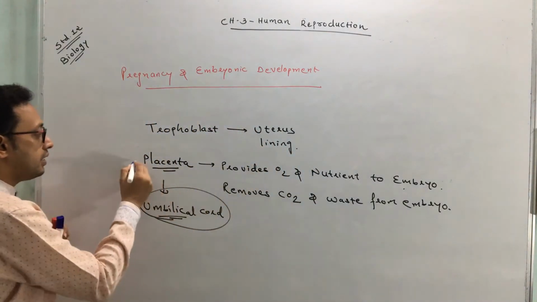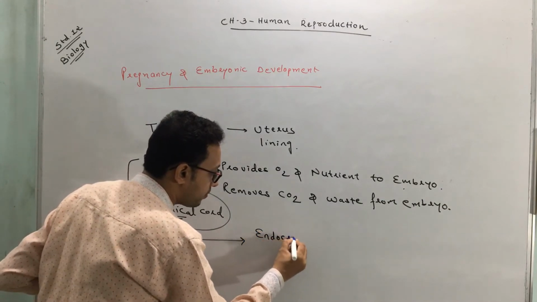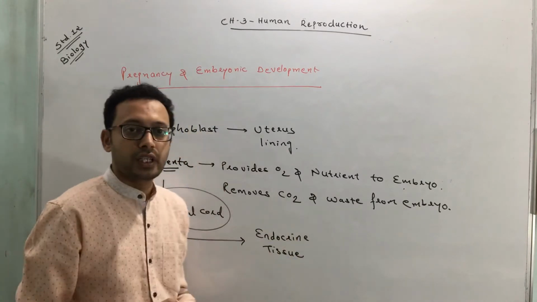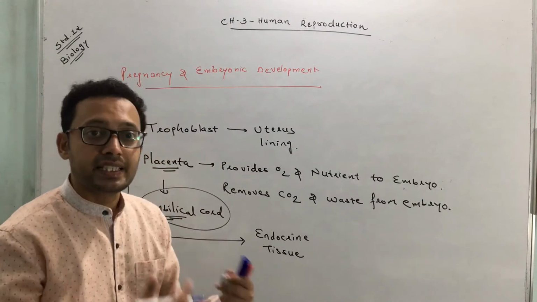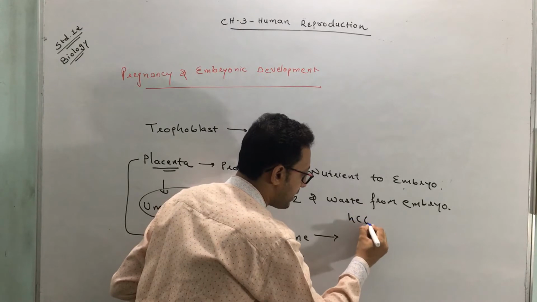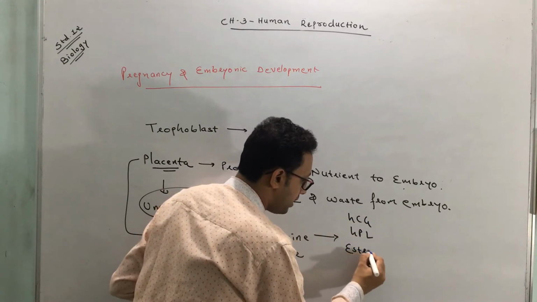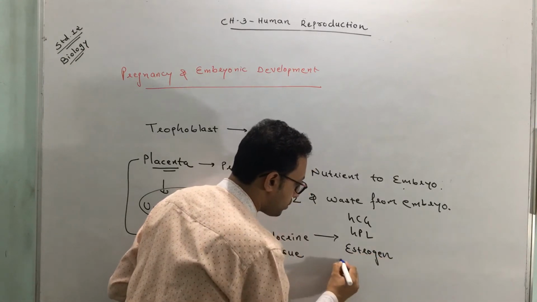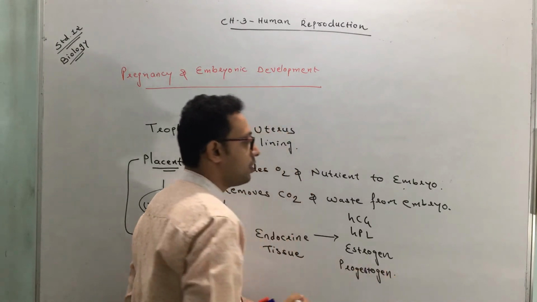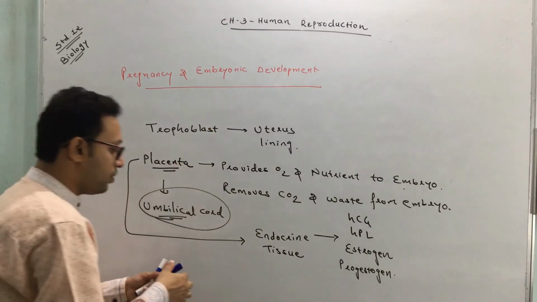Apart from this role, the placenta can also act as an endocrine tissue. As it is an endocrine tissue, it secretes hormones. Which are the hormones secreted by it? HCG, HPL, estrogens and progestogens. These are the hormones secreted by the placenta, because the placenta can act as endocrine tissue.